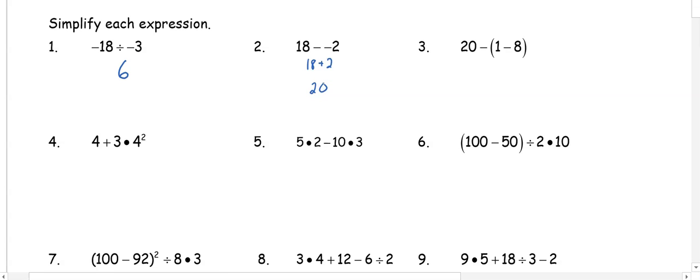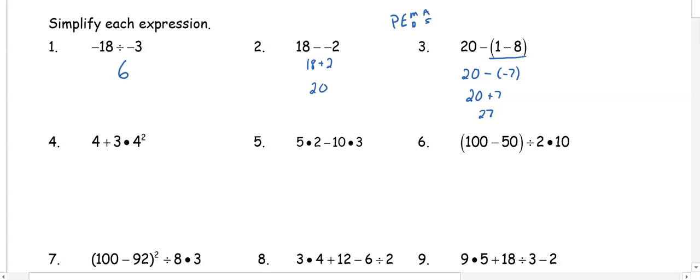In number 3, we have 20 minus the quantity 1 minus 8. Based on order of operations using PEMDAS, we would do our parentheses first. So 1 minus 8 is negative 7. So we have 20 minus negative 7. Again, two negatives in a row means that we would have an adding. So 20 plus 7 is 27.